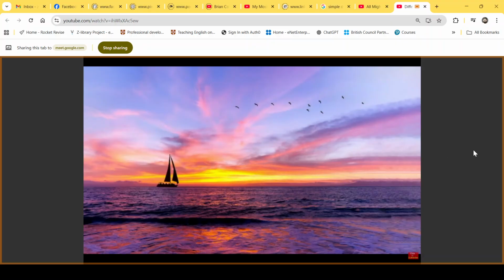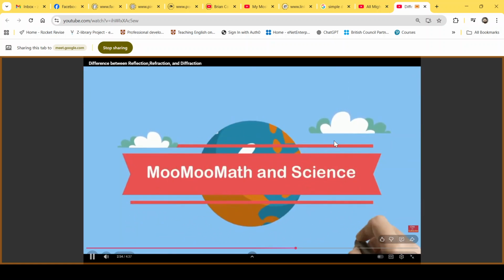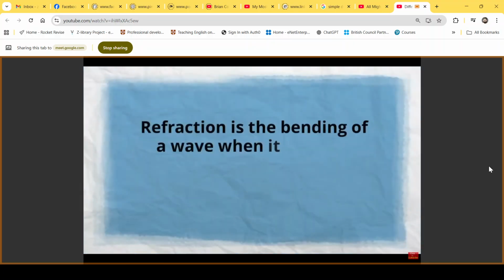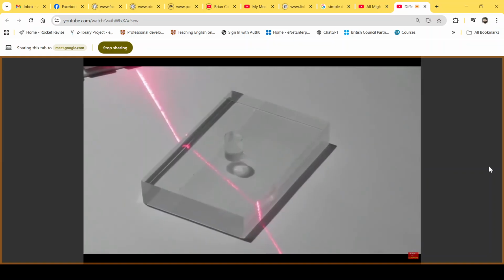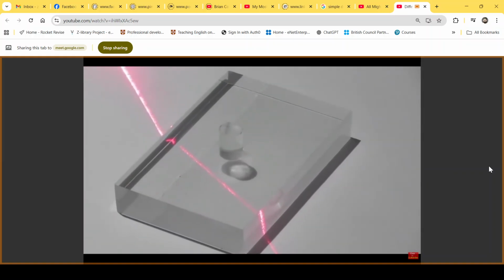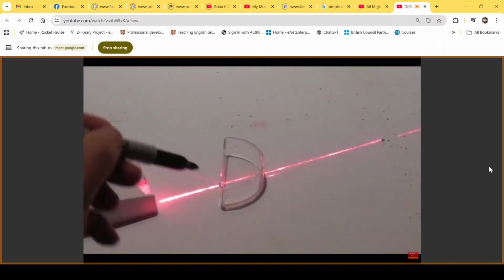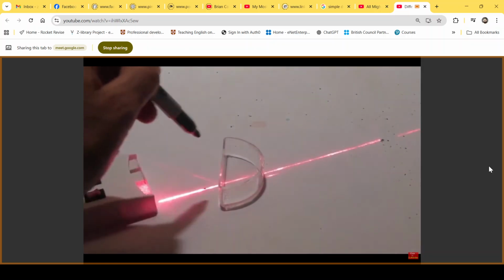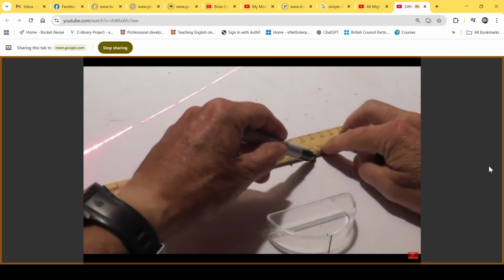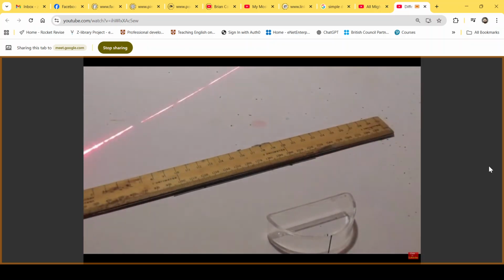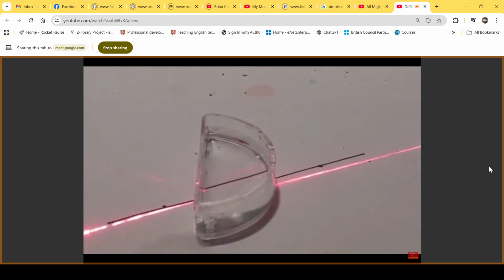Now refraction and diffraction. Welcome to Moo Math and Science. Refraction is the bending of a wave when it enters a medium where its speed is different. For example, when this light enters this solid, you can see how it slows down and bends. Next, I have liquid. First, I shine the light without the water inside. I mark it with my ruler, and now when I add water, notice how the light bends. It slows down and bends.